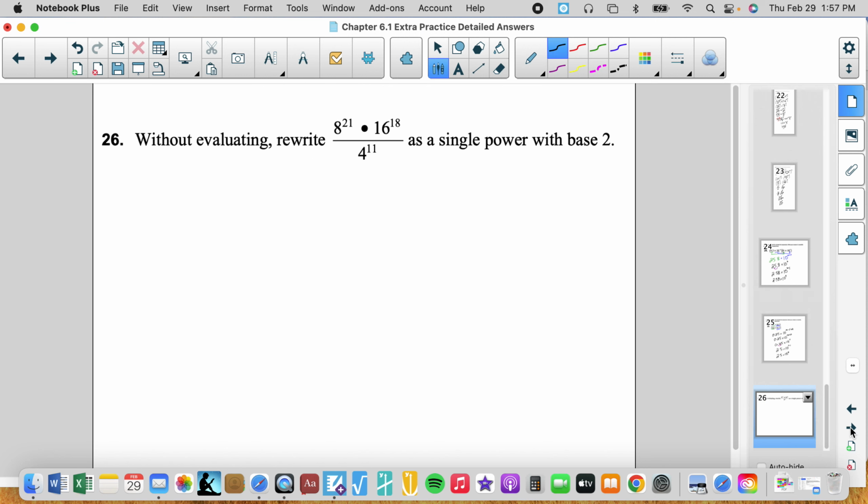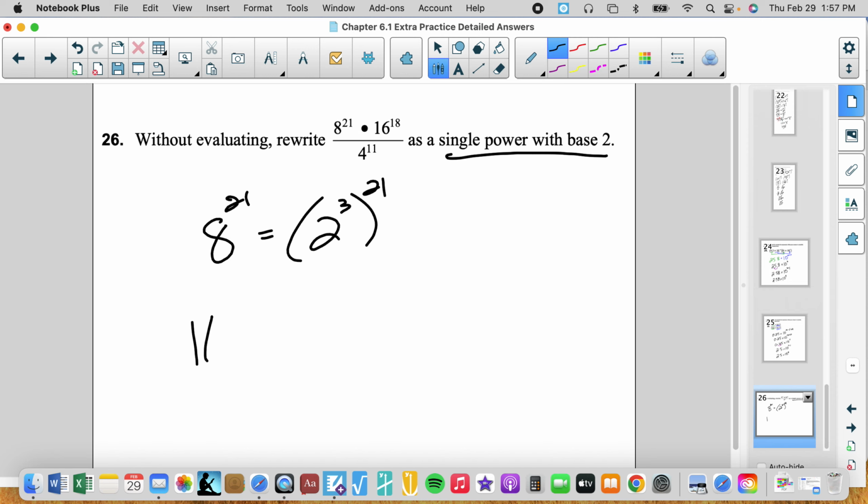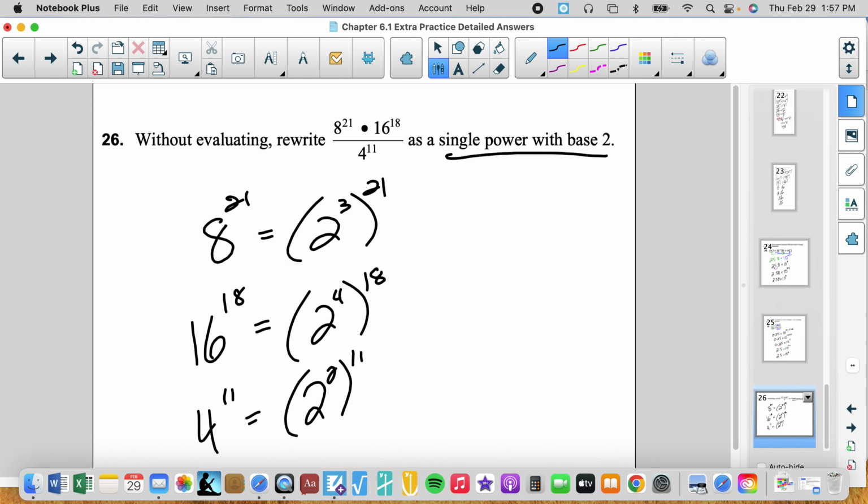And without evaluating, rewrite this. So we need a common base with a single power base. So we can see 8 to the 21st. Well, they want us to rewrite 8. Well, 8 as a power of 2 is 2 to the 3rd. So that's the trick there. And 16 to the 18th, well, 16 is 2 to the 4th, to the 18th. And 4 to the 11th, 4 is 2 squared, to the 11th.